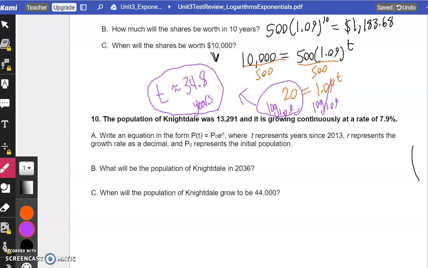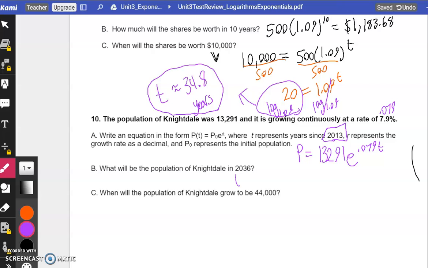All right, population of Nightdales, 13,291, growing continuously at a rate of 7.9%. So the equation here, and I would probably give you equations like this on the test and then ask you to answer the questions. So if we use the PE to the RT rule, we're looking at 13,291 e to the 0.079 times t. And so what will be the population in 2036? Well, t is the years since 2013.